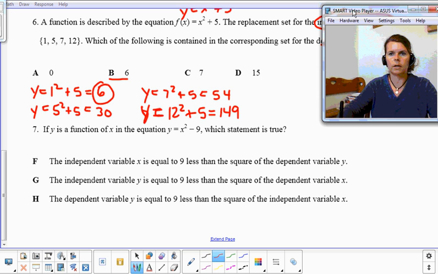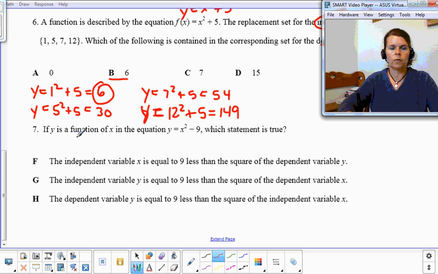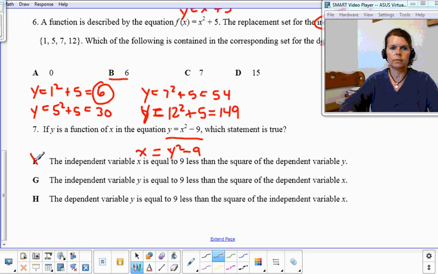Okay, number 7. If y is a function of x in the equation x squared minus 9, which statement is true? The independent variable x, this would say x, is equal to 9 less than the square of the dependent variable. So 9 less would be minusing 9 from the square of the dependent. Dependent is y. So it would look like this. So it's not that one.